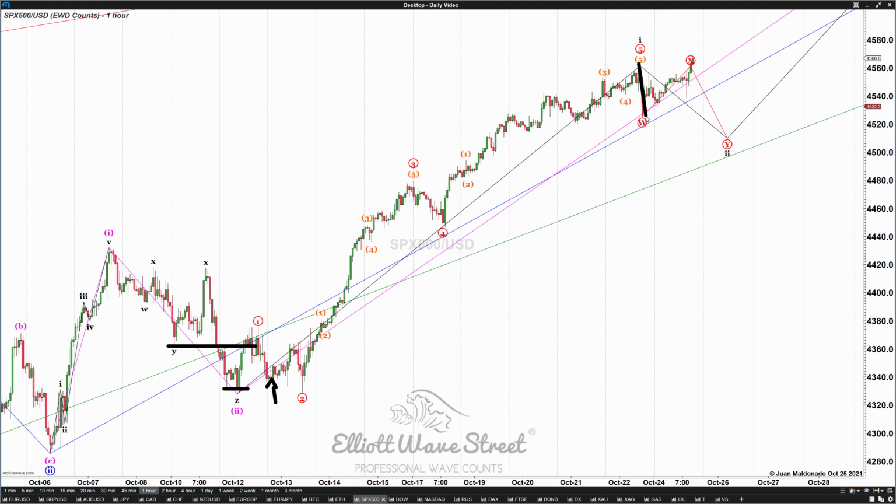If the S&P gives us the opportunity to add here, fantastic. If we have this pattern and we have an opportunity to add, great. If not, if it continues higher from here, fantastic. Because we already have a good position and we are just following the trend.